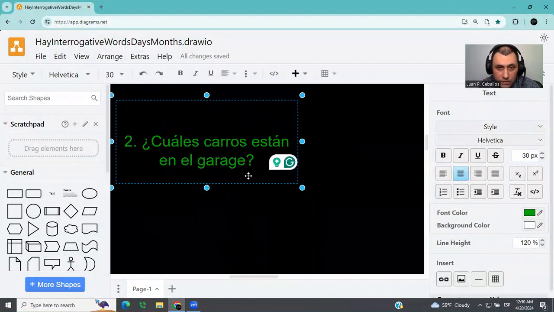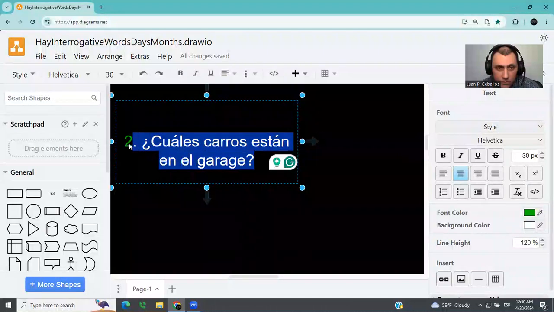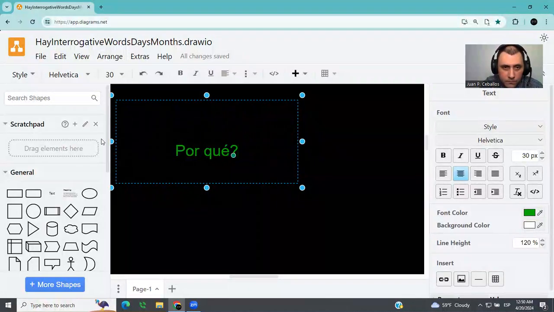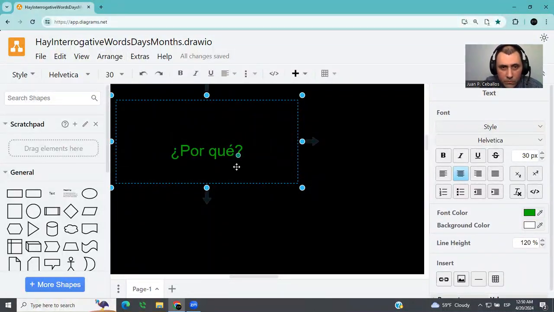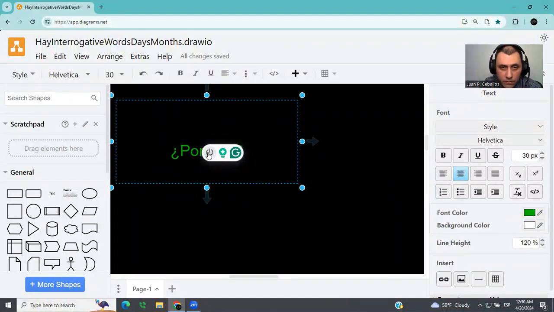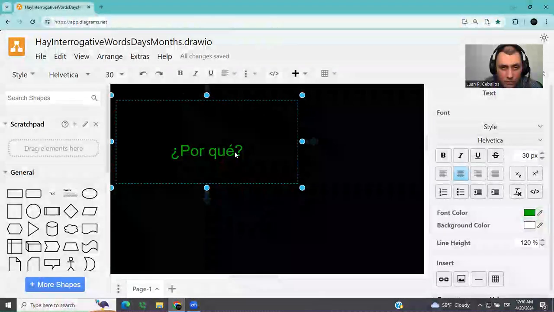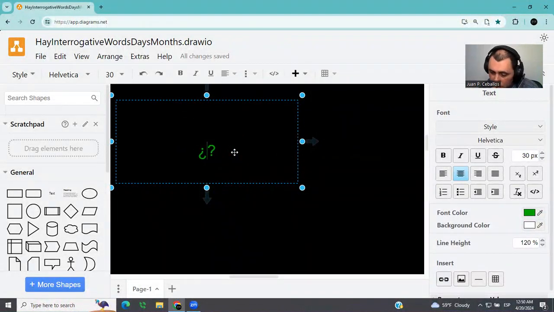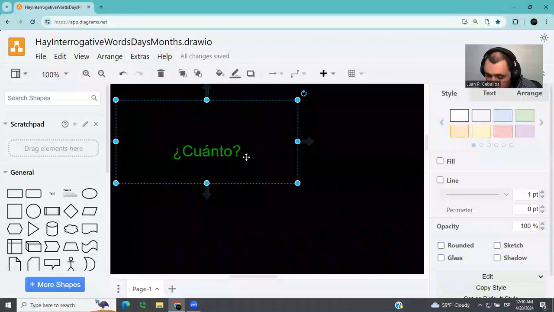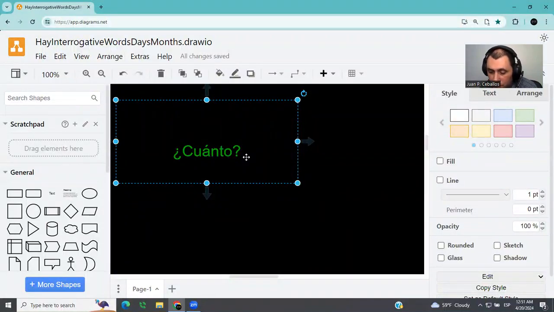The next one, which is easy, is ¿por qué? It means why. The next one here will be cuánto, which means how much, very simple.